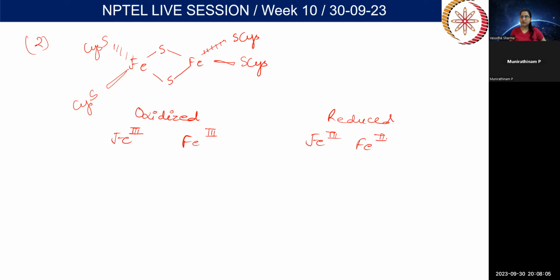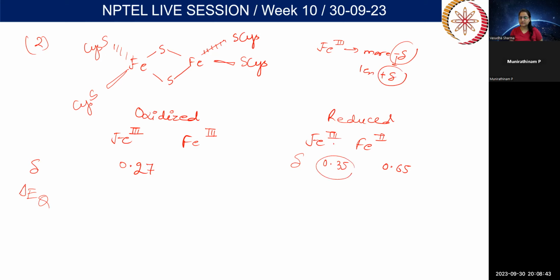Now we need to find out how the spectra look when we have an oxidized state and a reduced state. The delta value for the oxidized one is 0.27, because both irons are in a similar oxidation state. That's why only one value exists. Whether delta EQ exists or not, we'll find out. Here, the delta value is 0.35 for iron 3 and 0.65 for iron 2. We have already understood that the higher the oxidation state, the more negative the delta value, that means less positive delta value. That's why iron 3 has been given 0.35 and iron 2 has been given 0.65.